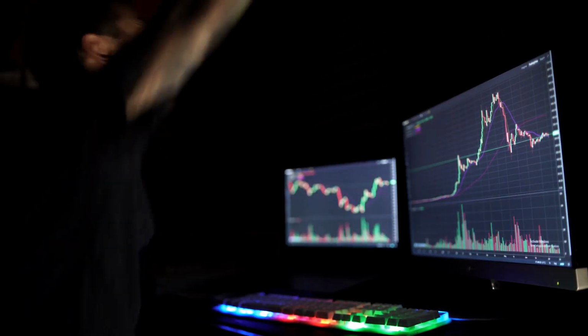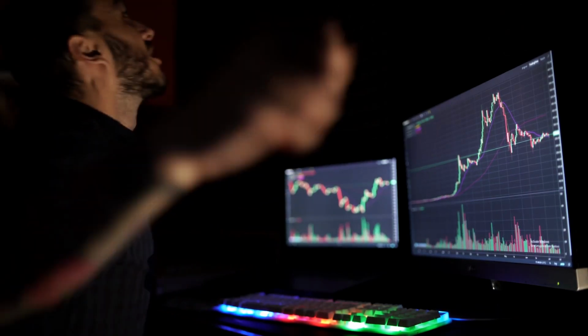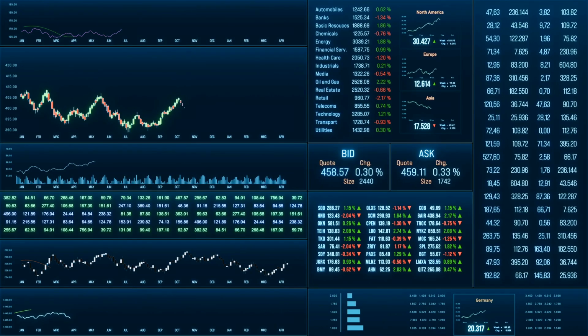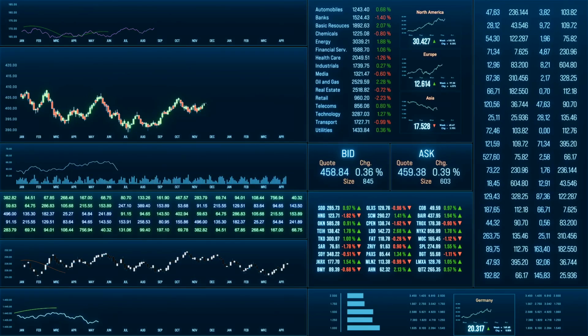All right, let's talk about how to read the market like a pro. Understanding the market is crucial for making informed investment decisions. Whether you're a seasoned trader or a beginner, knowing how to interpret market signals can make a significant difference in your trading success. The first step in our top-down approach is to analyze the overall market trend.